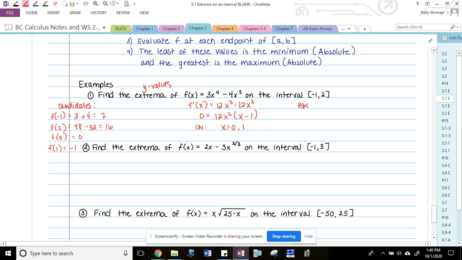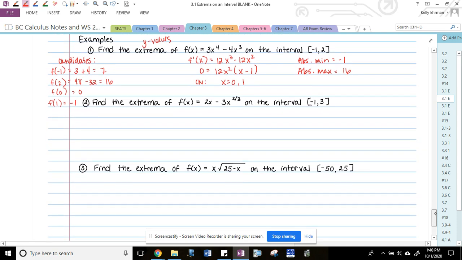So there's an absolute minimum value. What's our lowest number? Absolute minimum equals -1. The absolute maximum equals 16. If they said find the x values for which those occur, it would be x equals 1 for the minimum and x equals 2 for the maximum. So just read the problem carefully to see how they want you to answer.